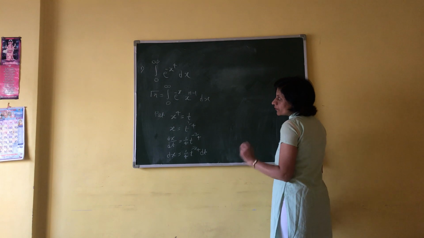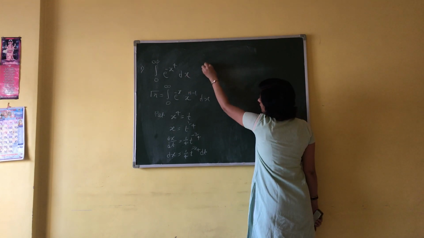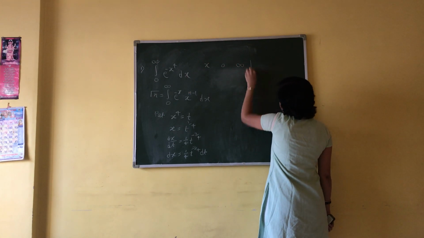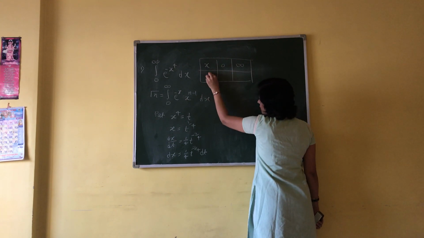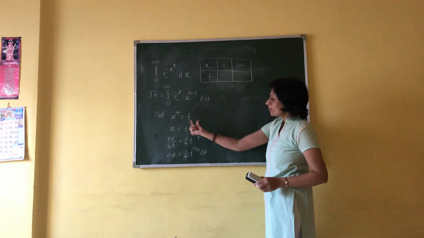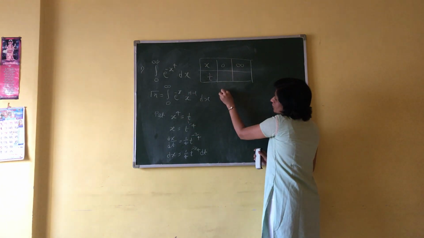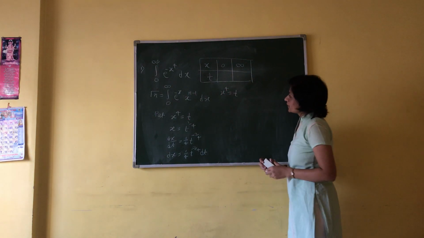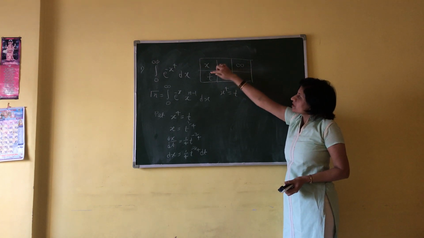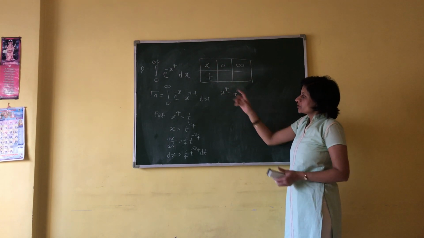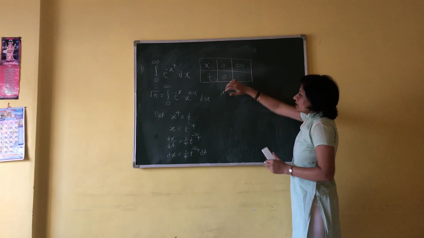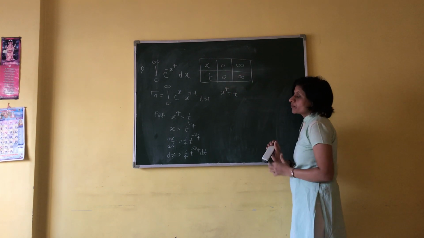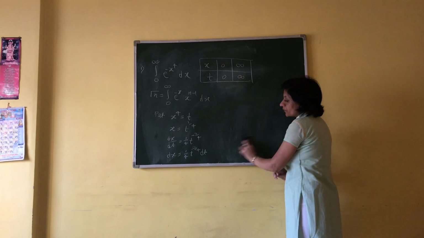And find the limits of t. Old limits are x varies from 0 to infinity. To find the new limits, means to find the limits of t, by using the part x raised to 4 is equal to t. We know the limits of x. First value of x is 0. Put x is 0, 0 raised to 4 is 0. Second value of x is infinity, infinity raised to 4 is infinity. Therefore, t varies from 0 to infinity.